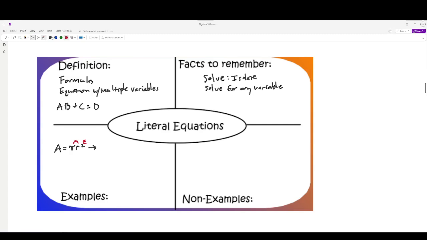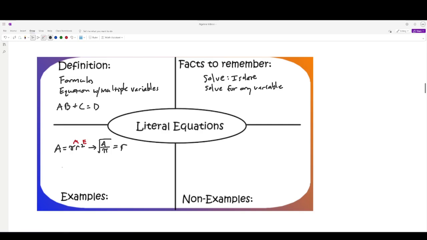So I have a multiply and an exponent, so I need to deal with multiplying first. I would put A divided by pi. And then I need to square root both sides, so I would put a square root over that and say that is equal to r. So we can rearrange any equation for any variable in general.